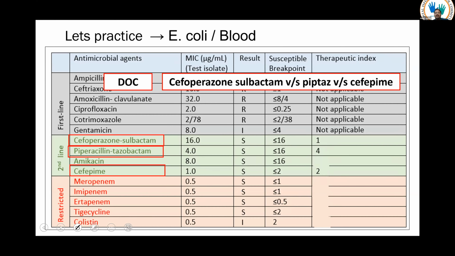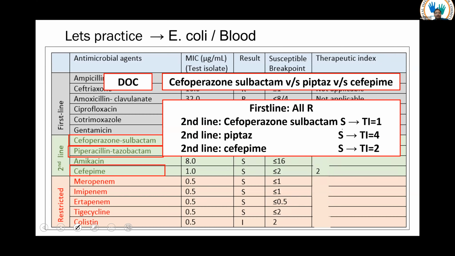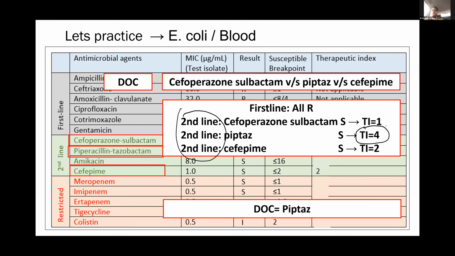Among these three, because they all belong to the same line, we'll go for the highest therapeutic index. So the line filter must be considered first, followed by the therapeutic index concept. This is one aspect of when you should not directly jump to the therapeutic index.